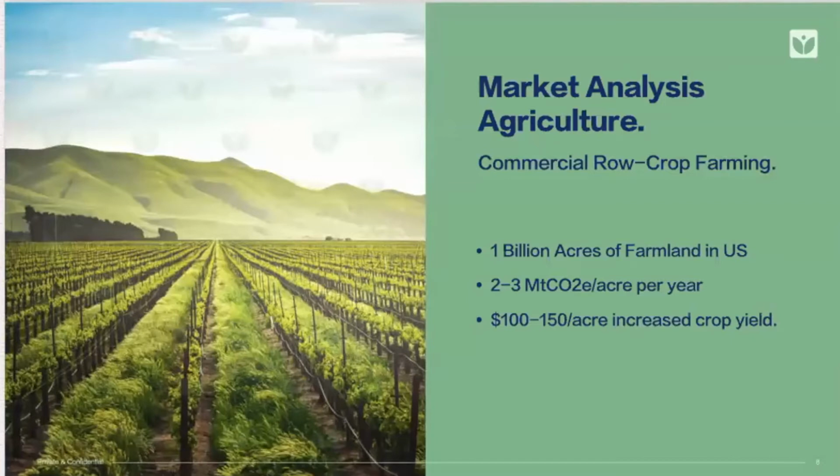So our primary market is commercial row crop farming: corn, wheat, rice. These are crops that produce very abundant dry wastes. There's actually over 1 billion acres of suitable farmland in the US, and using the waste that is present on those farms, we can generate an average of 2 to 3 metric tons of CO2 equivalent per acre per year stored. And we believe, based on third-party data and our own field trials, that translates to about $100 to $150 per acre in value to the farmer.